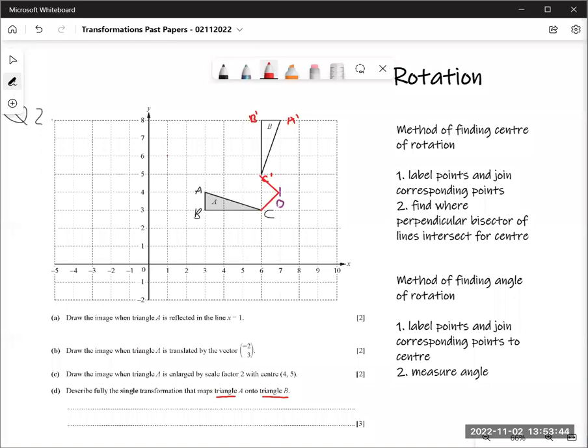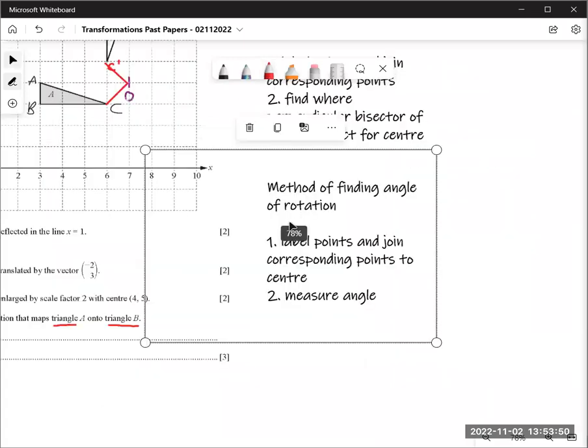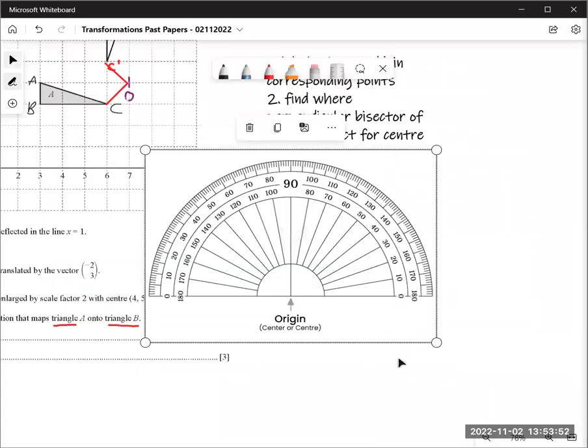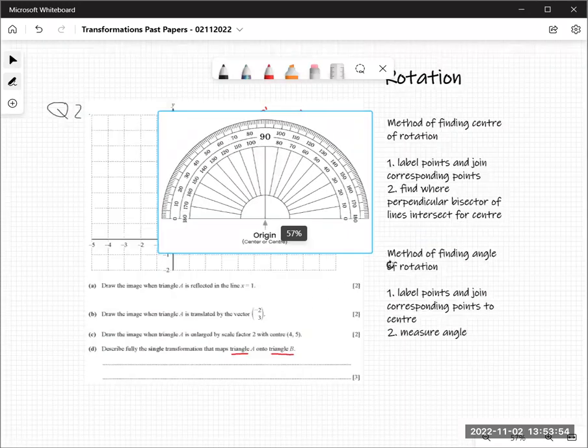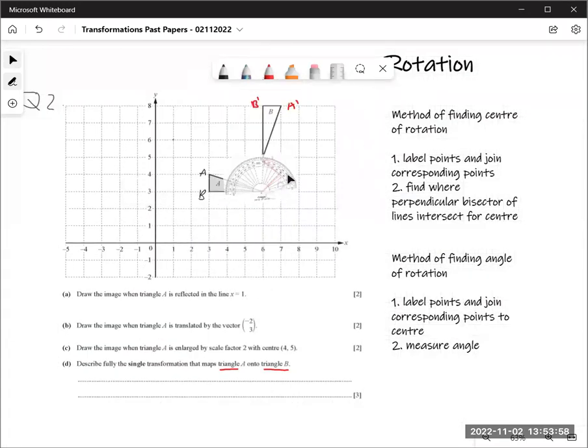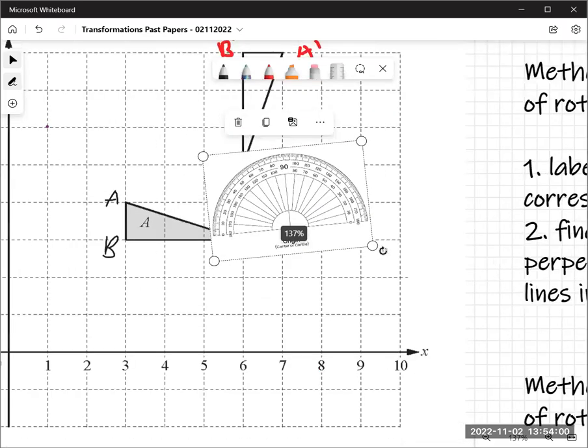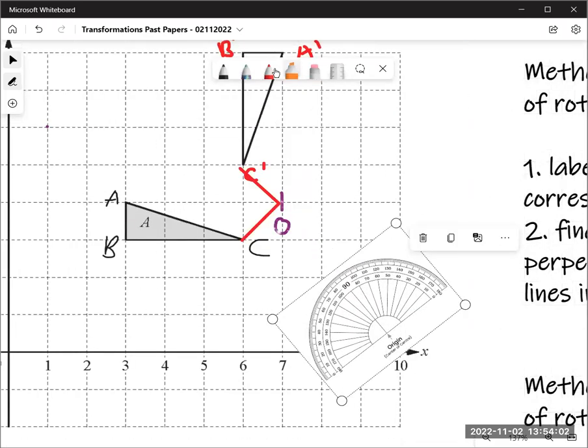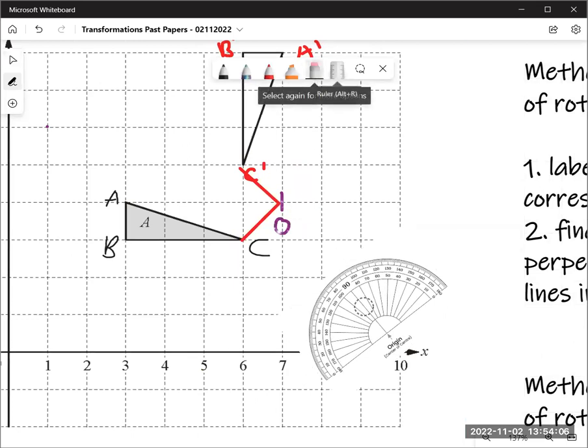Okay, let's look at a protractor right here. Anas, can you see the protractor on the screen? Yep. Now all I have to do is bring it right here. Where do I bring it? To this origin. Not the origin, sorry, the center. Yes, Manvi.